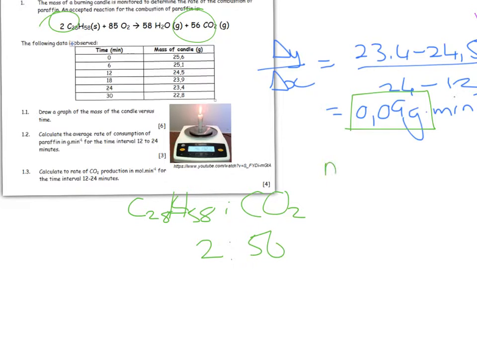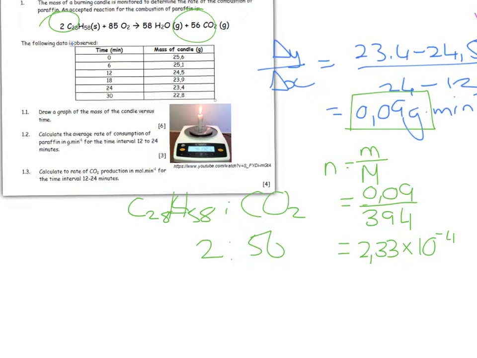So number of moles is equal to mass over molar mass, which is 0,09, and the molar mass of paraffin is going to be equal to 28 times 12 plus 58, which turns out to be 394. That is then equal to 2,33 times 10 to the negative 4 moles, and that's of paraffin.